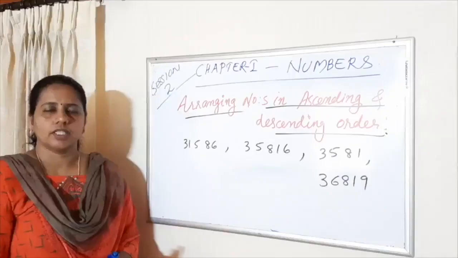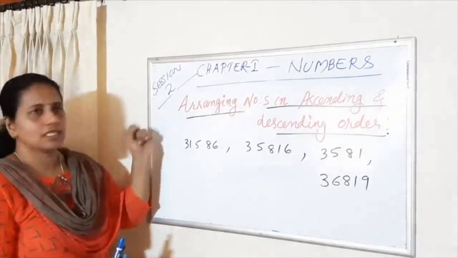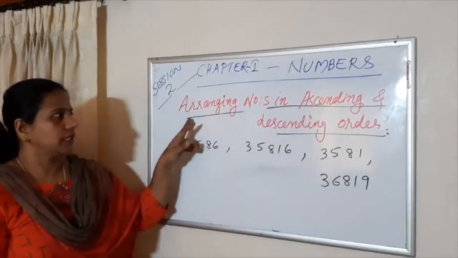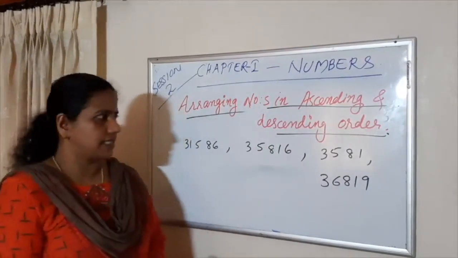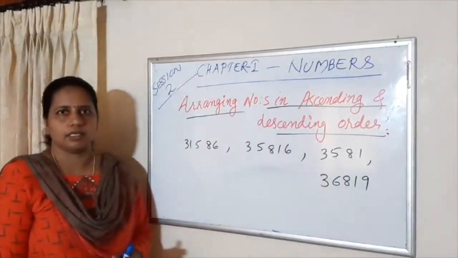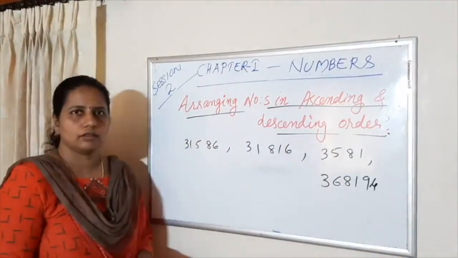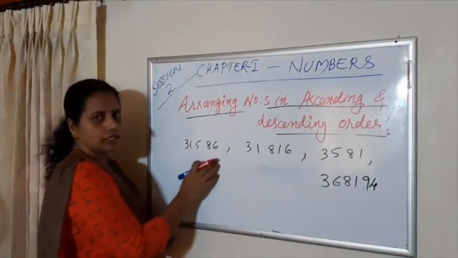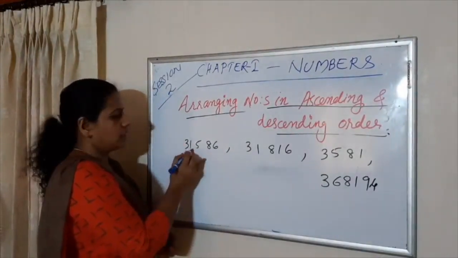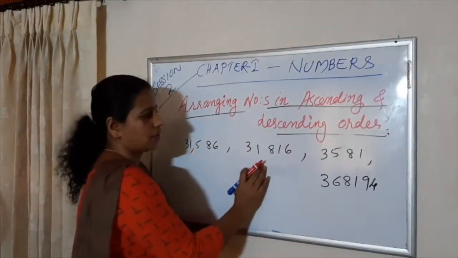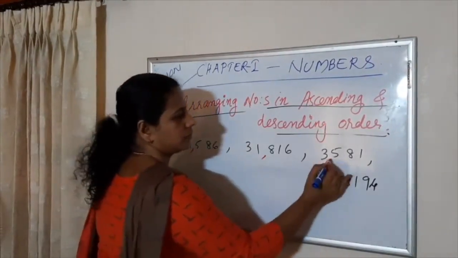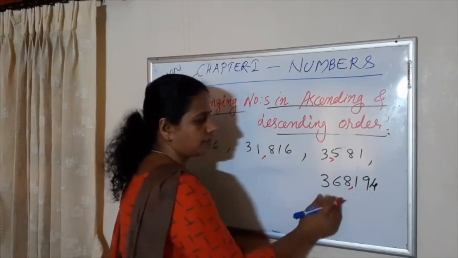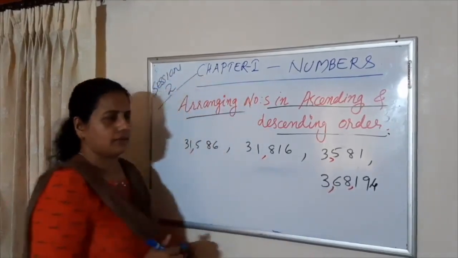That's all. Good morning children. Today, session 2, that is chapter 1, numbers, session 2. Today I am taking arranging numbers in ascending and descending order. How to arrange numbers in ascending order. Now we can insert commas, then it is very easy. So first, after 3 digits, insert the first comma from right to left. Then in the Indian system, after the next 2 digits.